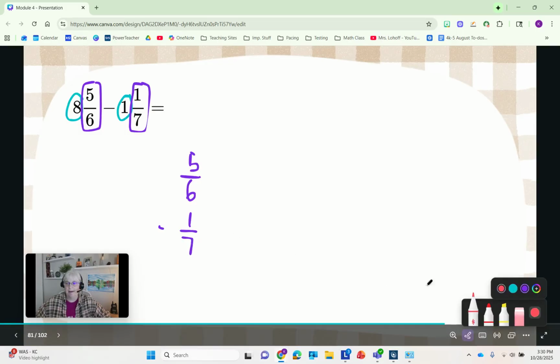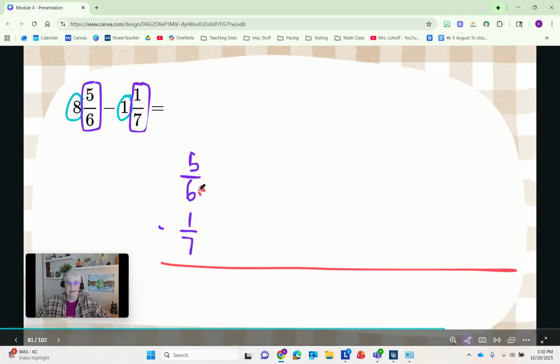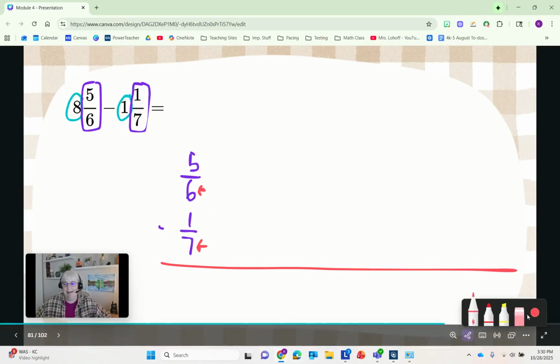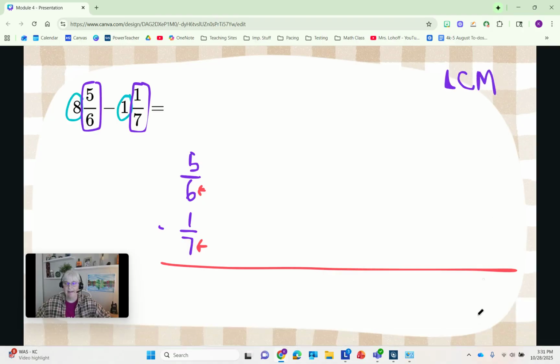Get a red pen here. If we look at our denominators, we have a denominator of 6 and a denominator of 7. Oh my gosh, there it is again, 6, 7. I can't get away from it. It's like every problem has that. Well, those two numbers are not the same, so we have to find the least common multiple for 6 and 7.